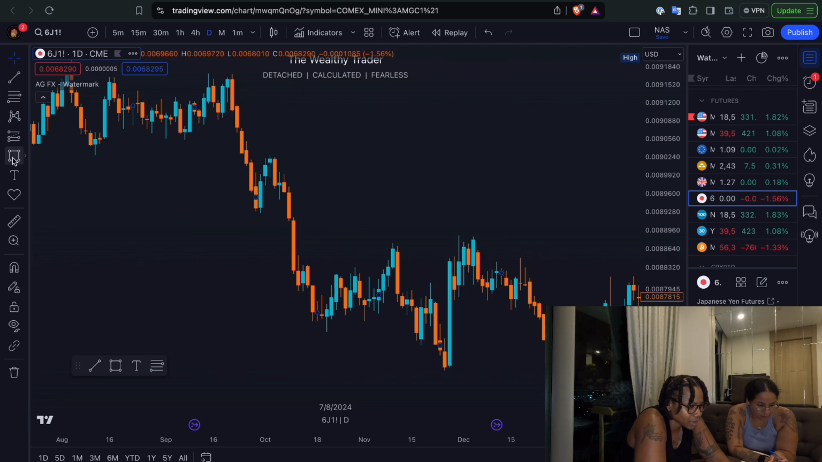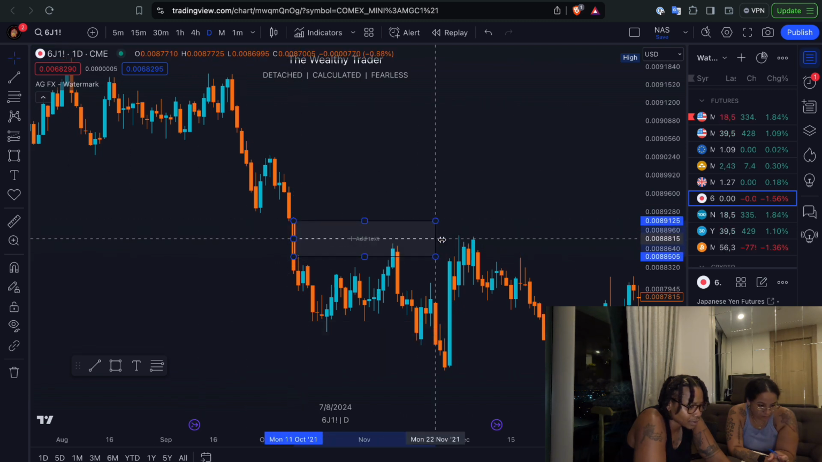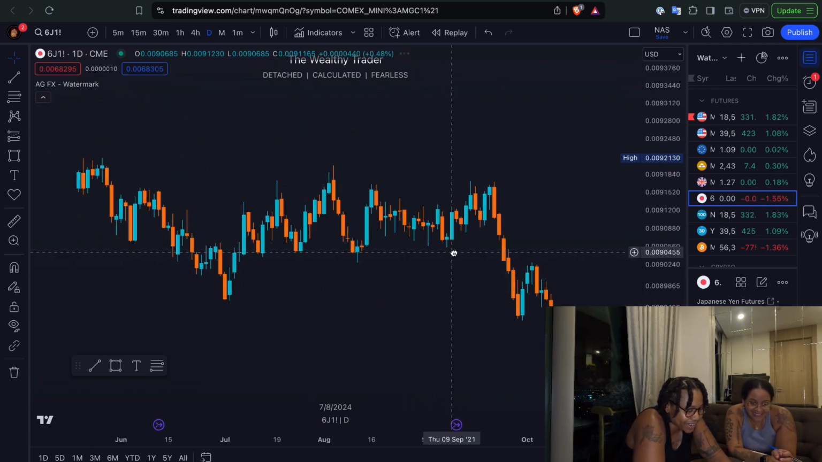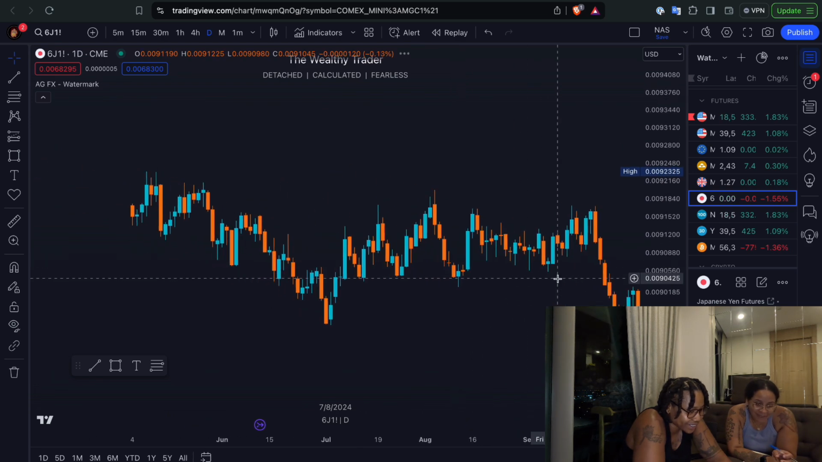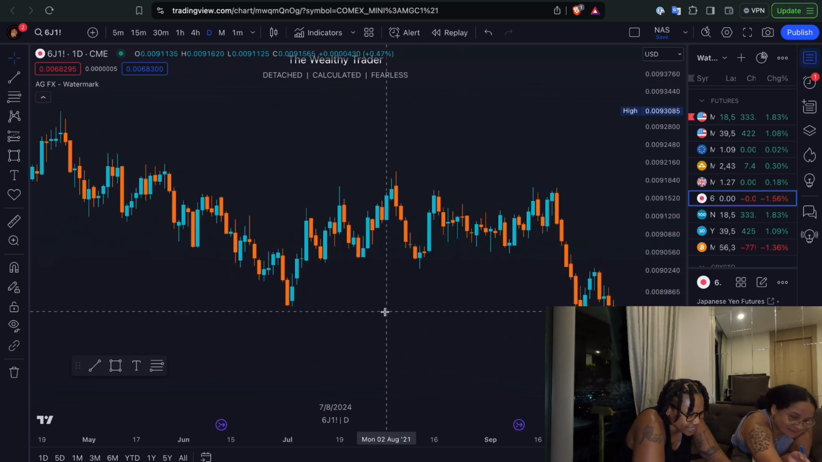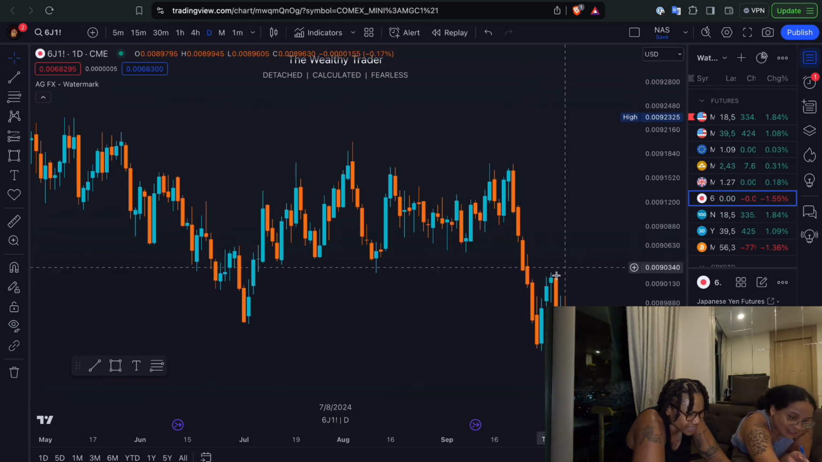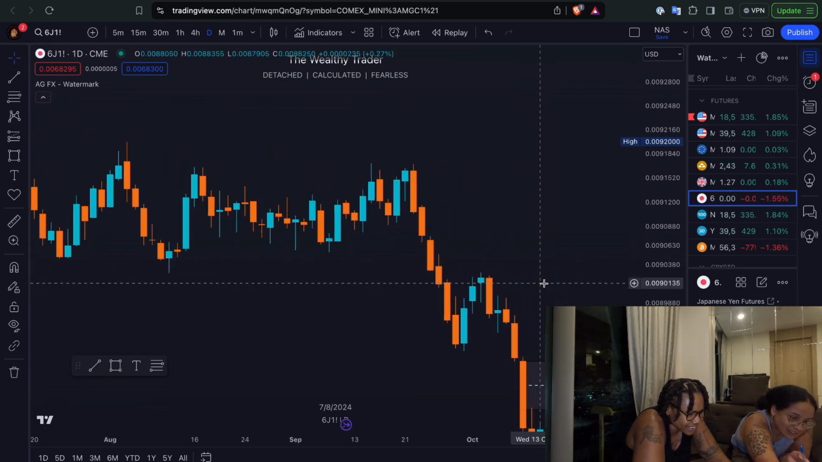This might be a good example of one. Okay, maybe not, because it came to 50. I want to find a good one though, so y'all can see. Maybe right here. Maybe here. Right here. In here. That's a fair value gap right there. Yeah, let's see, and see if it.